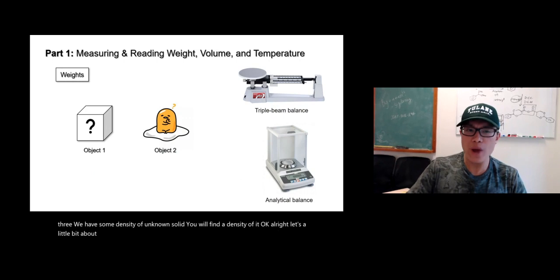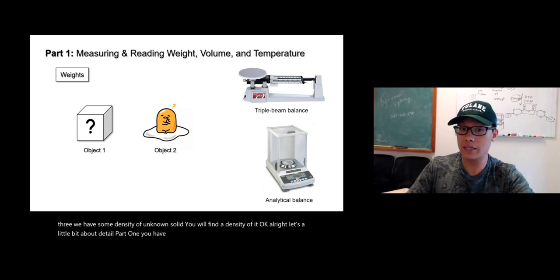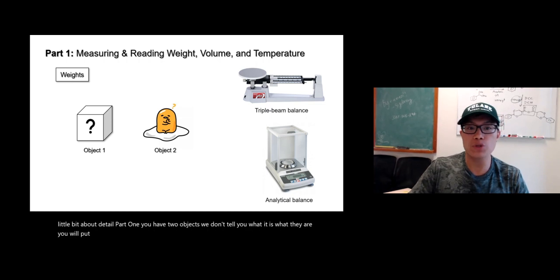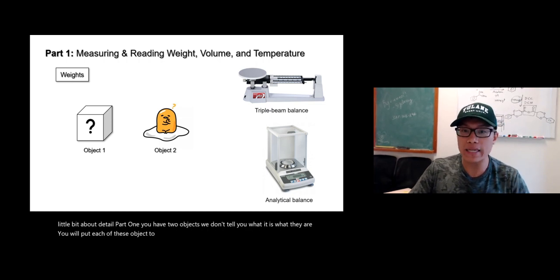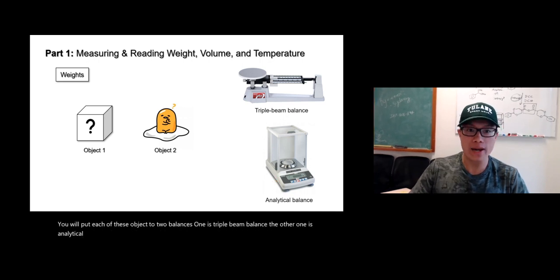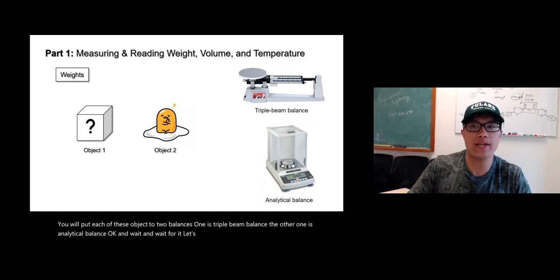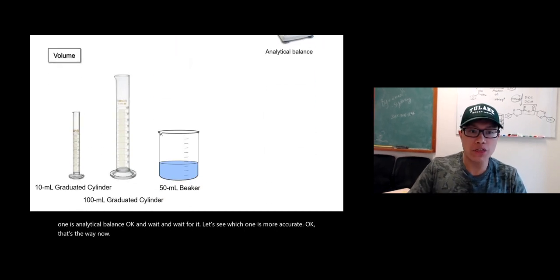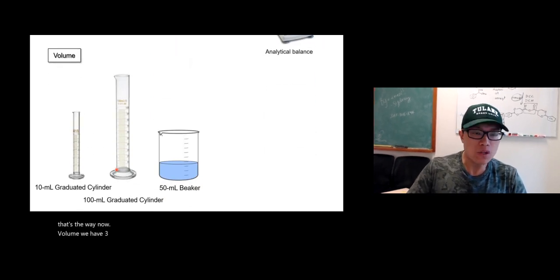Part one, you will have two objects. We don't tell you what they are. You will put each of these objects on two balances. One is a triple beam balance. The other one is an analytical balance. Okay, and wait for it. Let's see which one's more accurate. Okay, that's the weight.